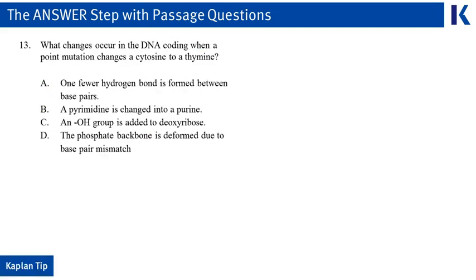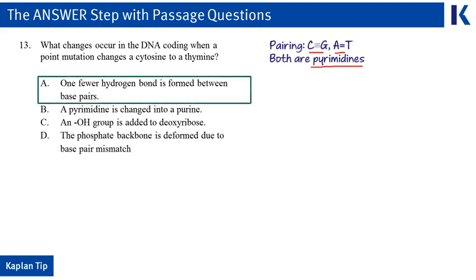And now let's bring it home with number 13. The prediction here was, what are the differences between cytosine and thymine? Well, we've got different pairings, but both are pyrimidines. That's not a difference. Given this prediction, match to an answer choice now. And the answer here is A. We can see from this prediction, clear as day, that one fewer hydrogen bond is formed between base pairs if you change from a cytosine to a thymine. C and G make 3 bonds, A and T only make 2 bonds.